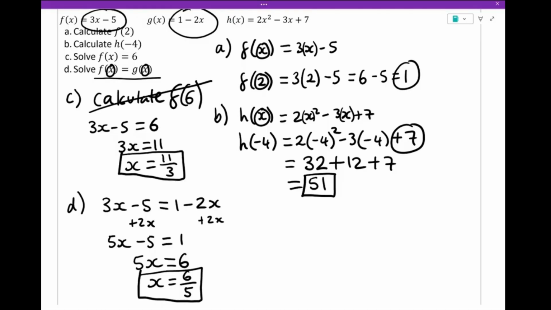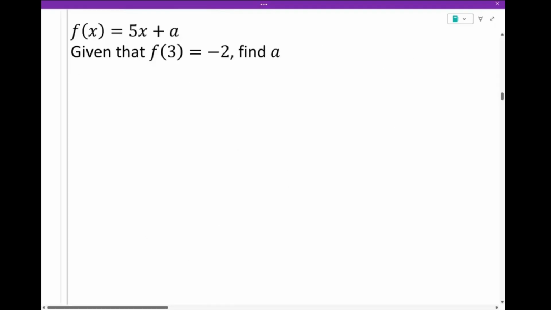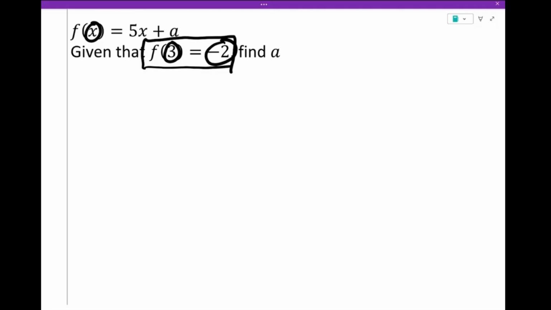Now let's have a look at a more challenging question. So this is a separate question. We have f of x is equal to 5x plus a. That's our function this time. Now we're given that f of 3 is equal to negative 2, and we need to somehow find the value a in my function f. Now this bit of information is what's going to help us find the value of a, because this is telling us if I substitute the 3 in for x, my output of my function should be the negative 2.